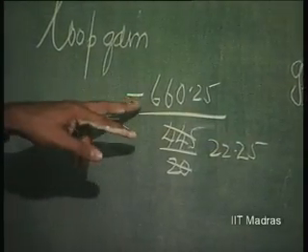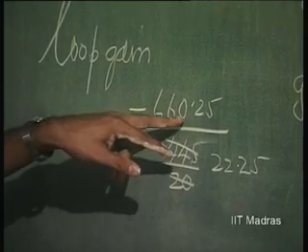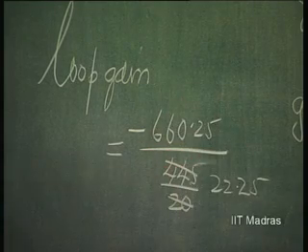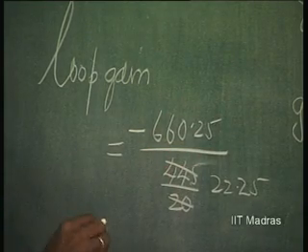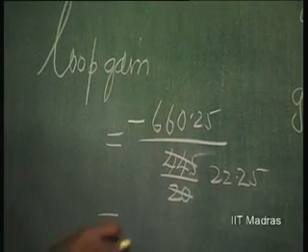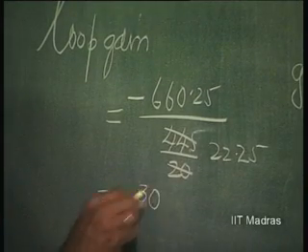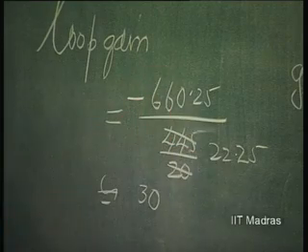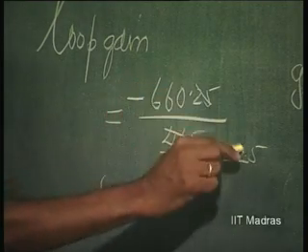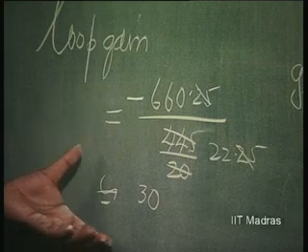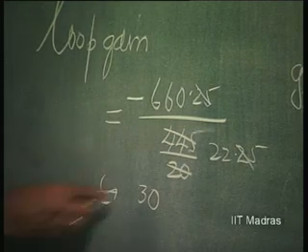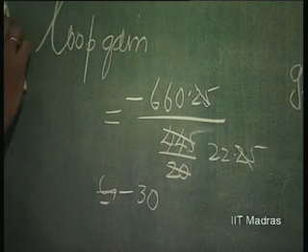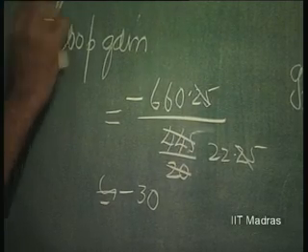Okay. So you have the loop gain, which is minus 660.25 divided by 22.25. If you neglect these 0.25s, it is simply 22 goes 3 times, so about 30. If you ignore this, the loop gain is pretty high. So minus 30 is the loop gain, indicating that it is negative feedback. Now we can go ahead with everything that we want to do, H parameter.